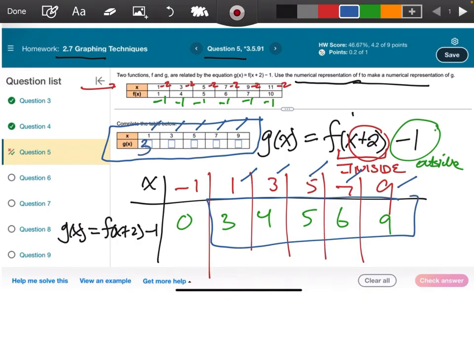So I'm going to put a 3, a 4, a 5, a 6, and a 9 right there. And that should allow me to get my answer, okay?